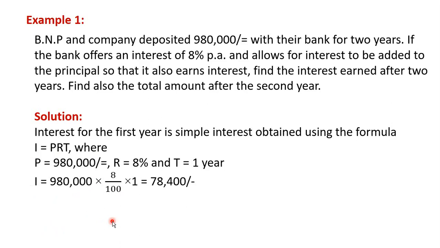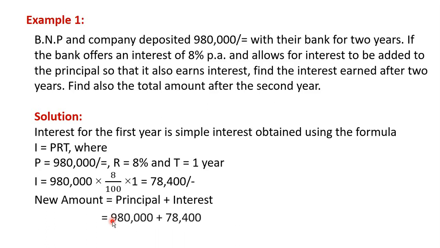Now we are going to get the interest for the second year, but remember now for the second year we are going to get the new principal, and that new amount is going to be the principal plus the interest, and that new amount becomes the new principal. So that's going to be 980,000 shillings plus the 78,400. When we add that, we shall get 1,058,400 shillings. So that's going to be the new amount, which is the same as the new principal.